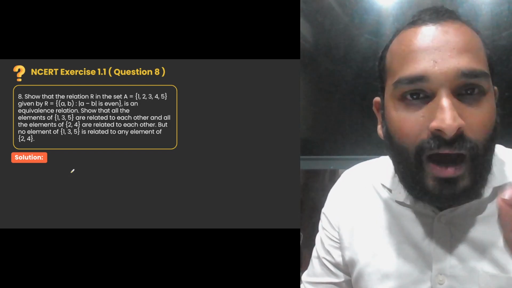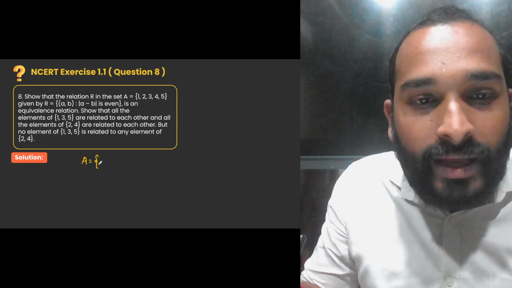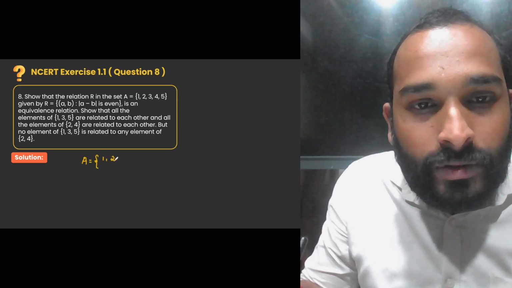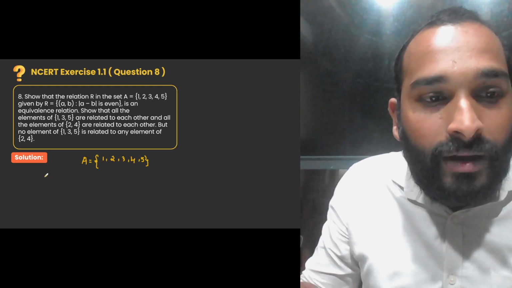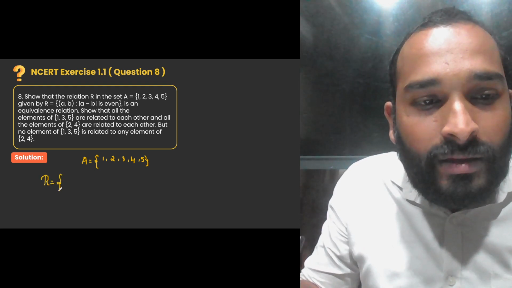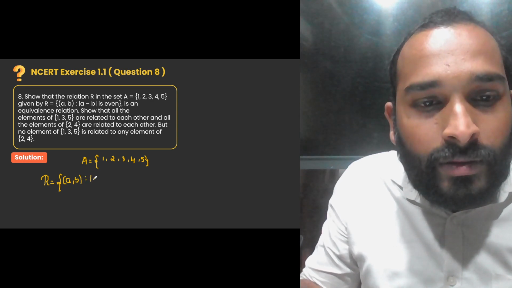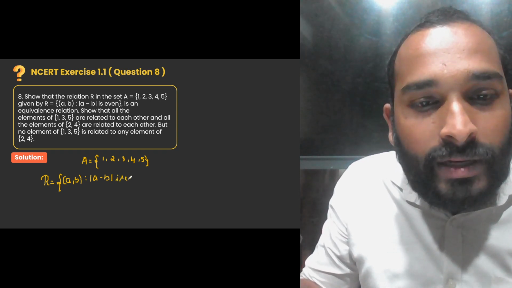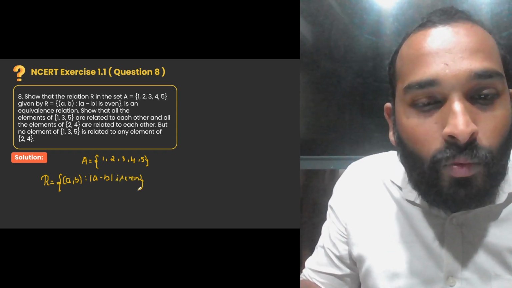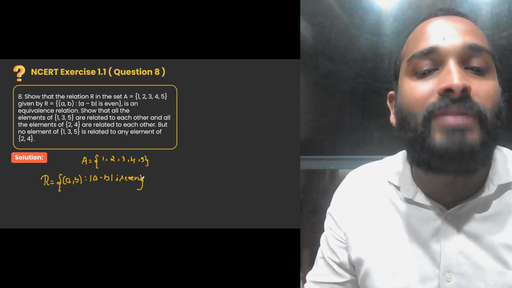Show that the relation R in set A. So set A is given as 1, 2, 3, 4, 5. So we have set A, and the relation R is given as elements A comma B should obey, that is modulus of A minus B should be even. What is this modulus of A minus B? It's the modulus of the difference of two elements, that should be even.